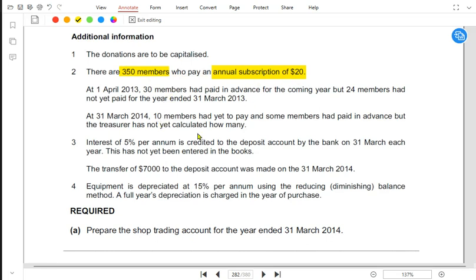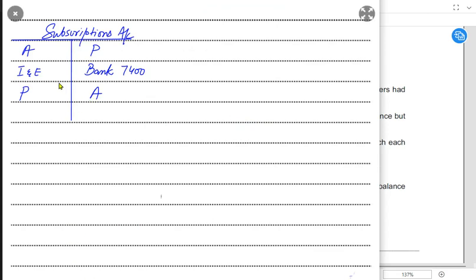350 members multiplied by $20 per member makes a total of $7000. Okay, 350 members into 20 per member, so we already have 7000. So if you want to prepare an income statement for the club, in this case we do not need to prepare the subscription account.